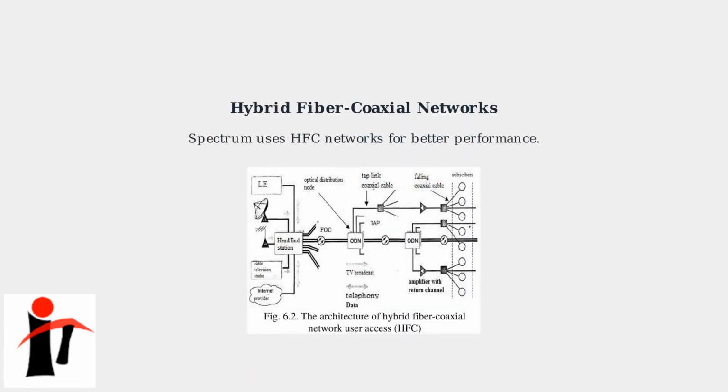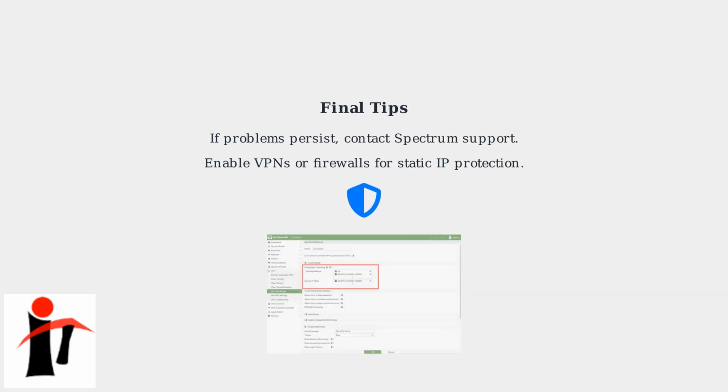As of 2025, Spectrum is increasingly using hybrid fiber coaxial, HFC, networks. If problems persist, contact Spectrum support. Remember that static IPs are prone to brute force attacks, so enable VPNs or firewalls for protection.